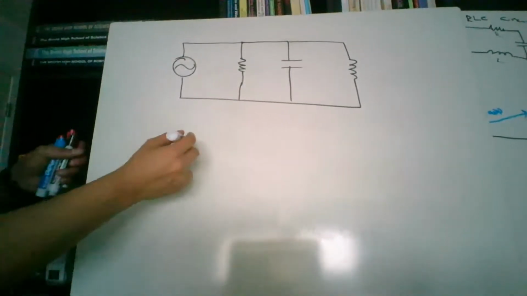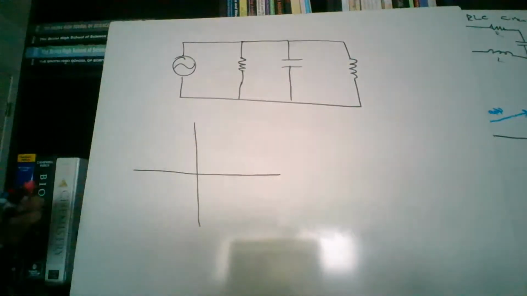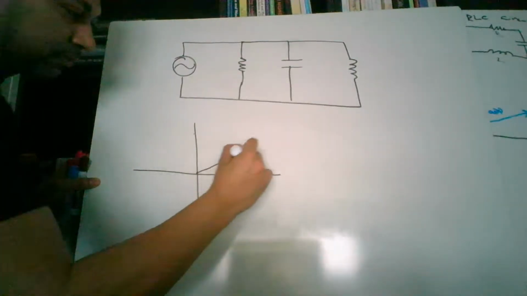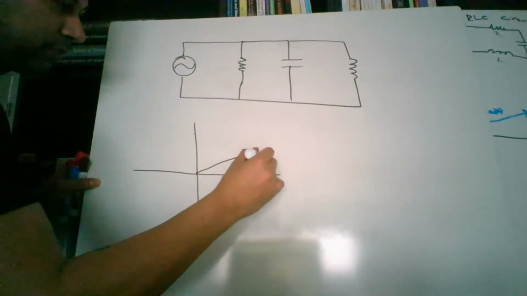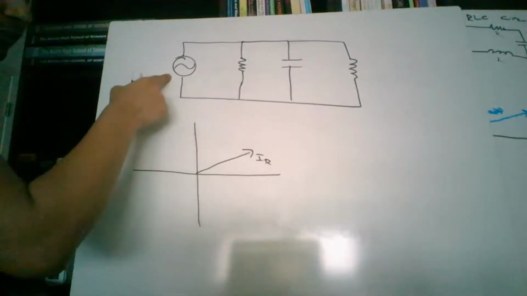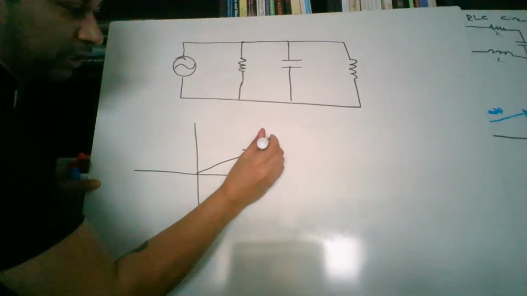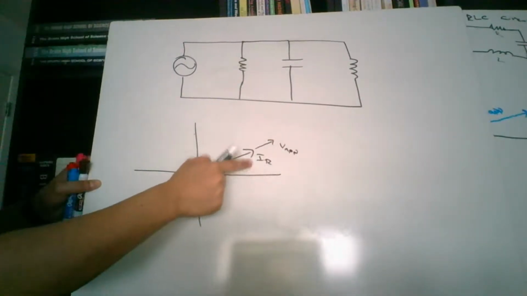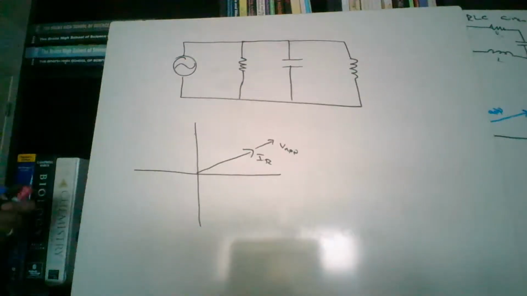And so what we're going to do is draw our phasor diagram. We will start off with the maximum current. So this will be I of the resistor. And in this case, the voltage applied will be the same as the direction of the current of the resistor. And what about the current?